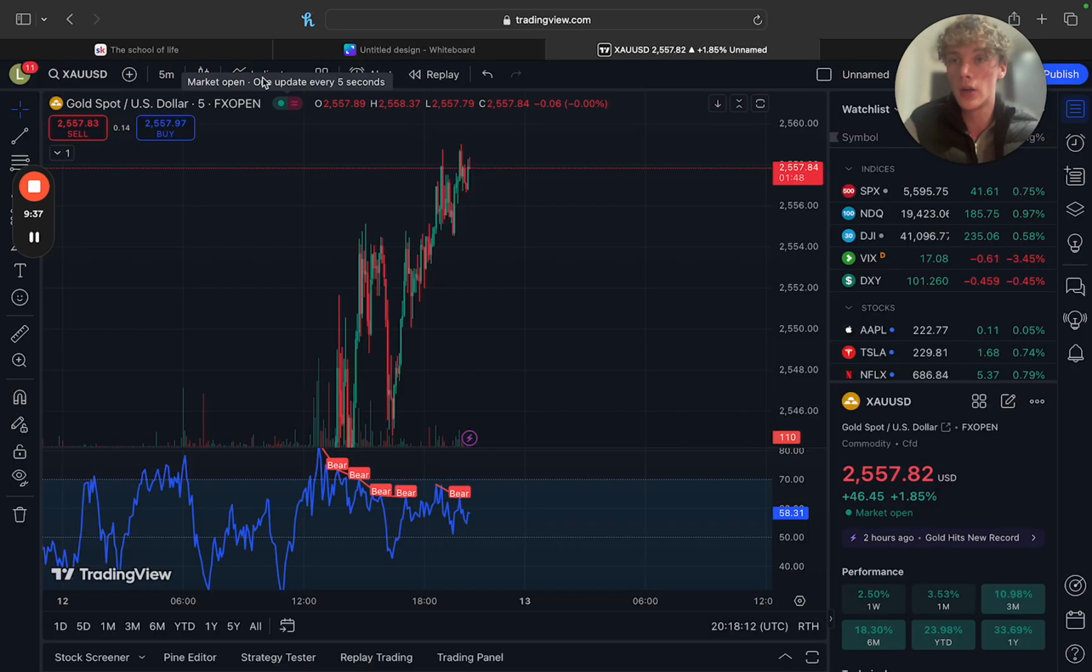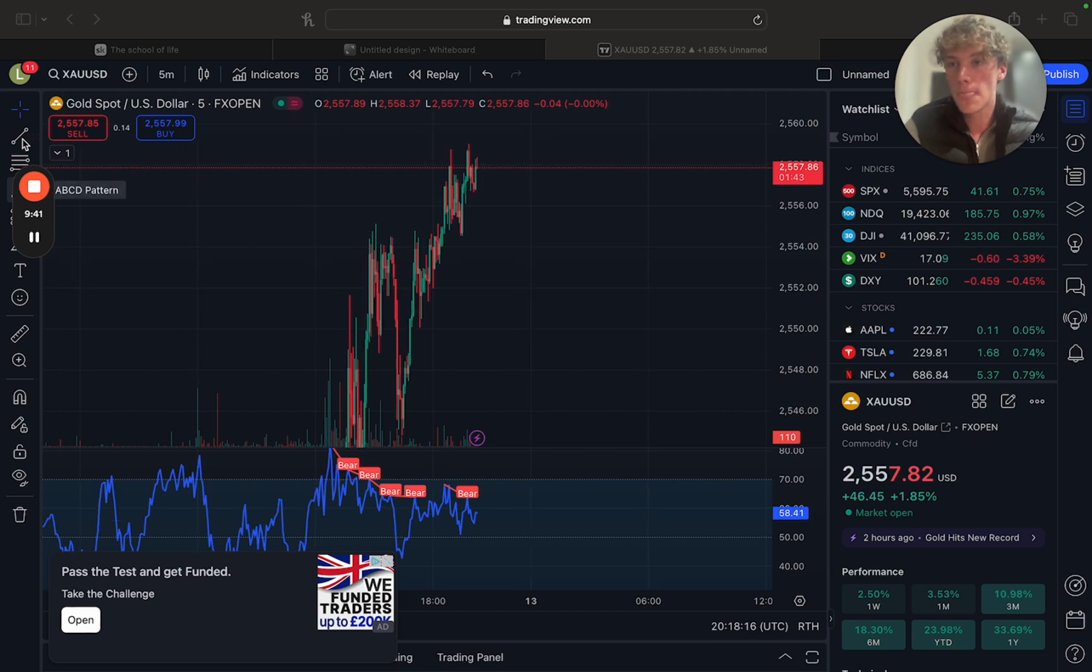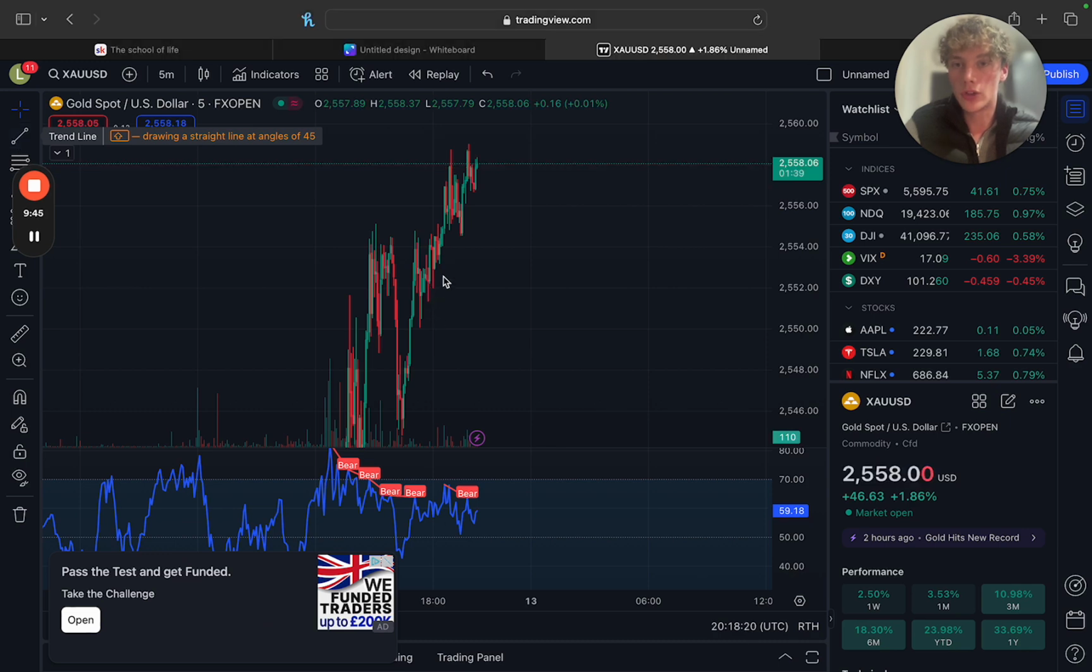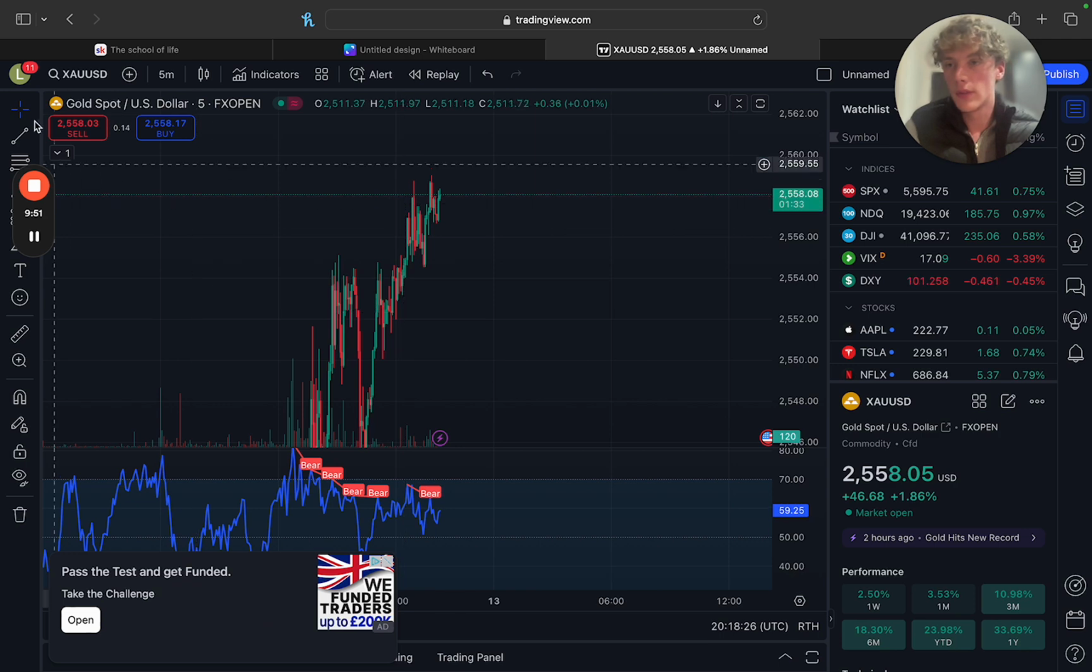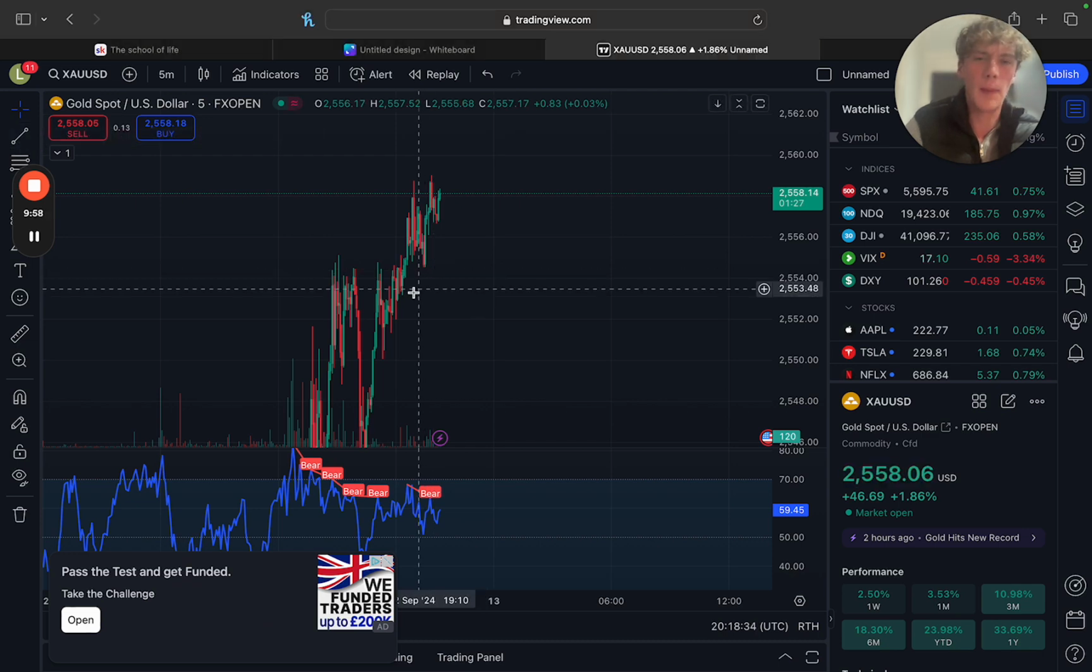So on an actual chart, you'd go to trend line, see if I can do it. All right, you click trend line, and you just draw. For some reason it's not letting me do it. Right, you just draw a trend line. I don't know why it's not letting me click trend line. But anyway, it would happen the same way, right?